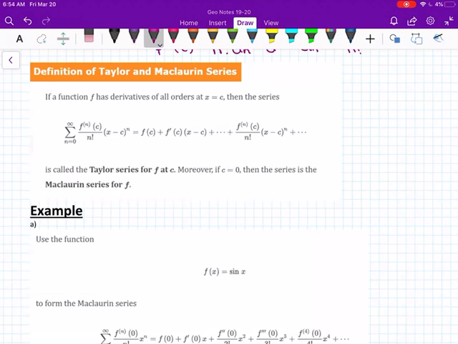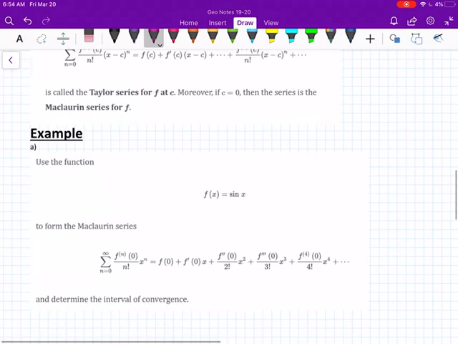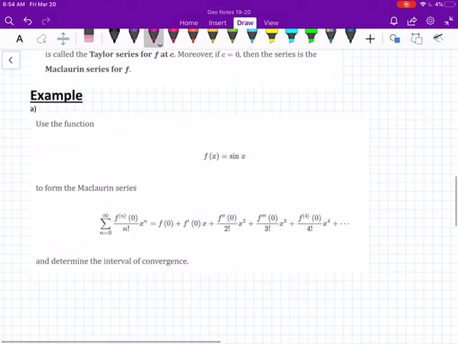And once again, we have the special case where if c equals 0, then we're going to call it a Maclaurin series. So this is identical to Taylor and Maclaurin polynomials, except now we're doing infinite instead of ending at a specific spot. So we have our first example, and our first example says use the function f of x equals sine x to form the Maclaurin series and determine the interval of convergence.